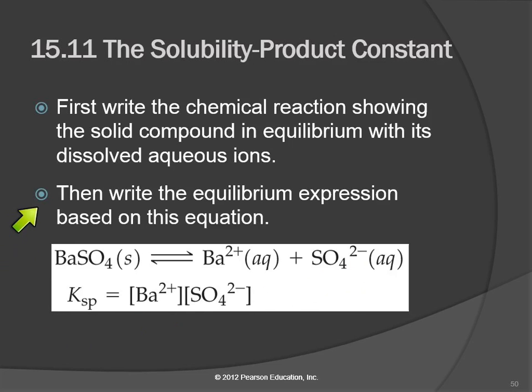Then you write the equilibrium expression based on this chemical equation. So it's products over reactants, but the reactant here is always going to be a solid, so there's not going to be a denominator. It's the barium concentration times the sulfate ion concentration.